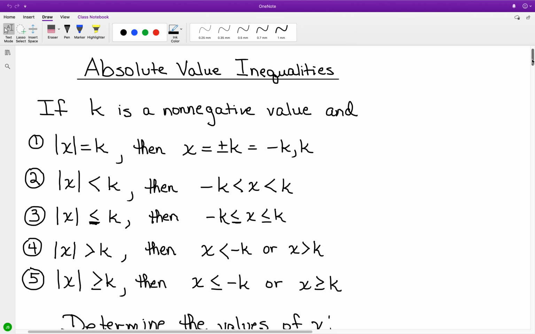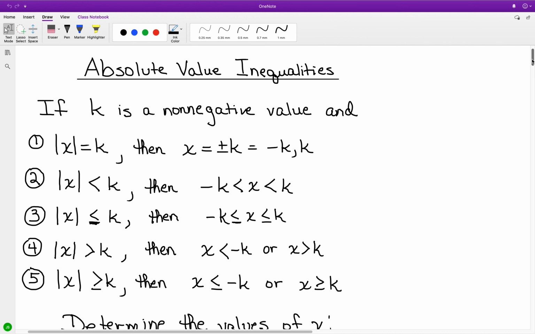Okay, looking into absolute value inequalities. Again, absolute value is the distance away from zero on a number line. That is the total number of integral units away from zero, and tying together an absolute value equation concept with what we have in the case of inequalities.